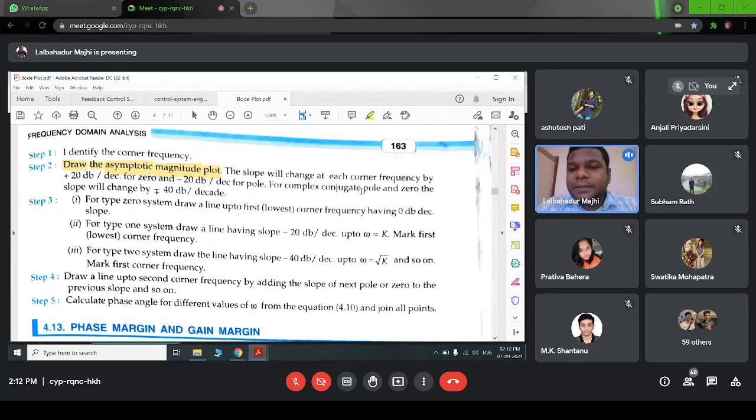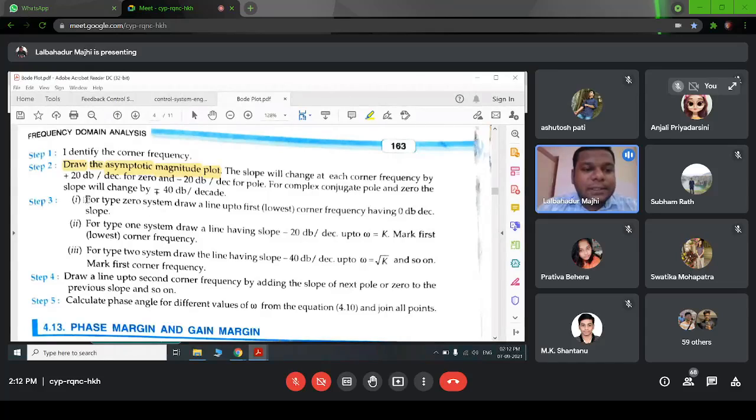For a complex conjugate pole and zero, the slope will change by minus or plus 40 dB per decade. Complex conjugate means there are 2 poles or 2 zeros, so it will be 40 dB per decade. If there is a single pole, it will be minus 20 dB per decade. If it is a complex conjugate or double pole, it will be minus 40 dB per decade.